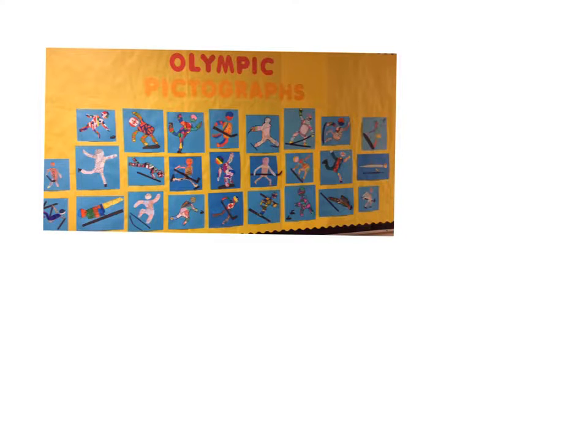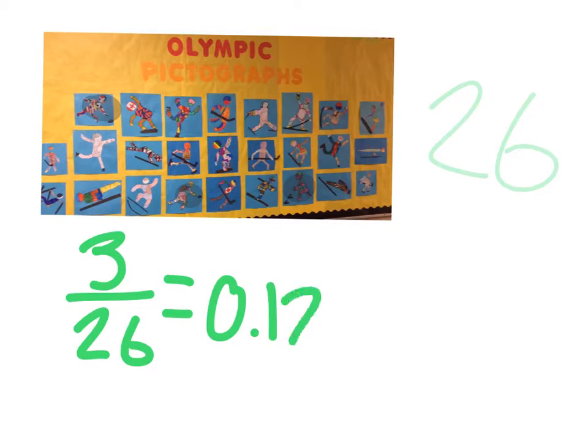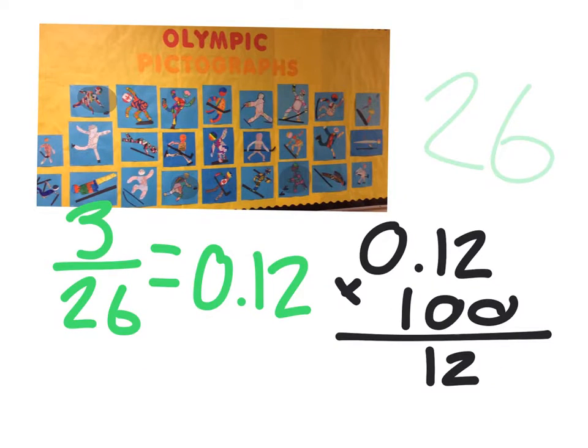So for our first question, we're going to ask how many of the pictographs are curling. We're going to count out of 26 pictographs. Three of them are curling, so that's 3 over 26. For that, you would divide it, which is 0.12. Then I'm going to do 0.12 times 100, which would be 12. So the answer is 12% of the pictographs on the board are curling.